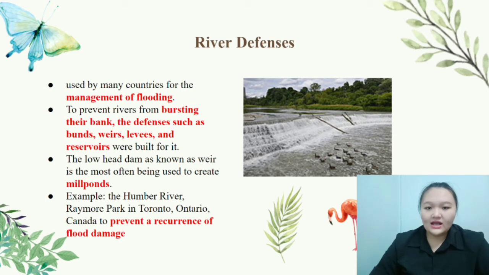The low-head dams, also known as weirs, are most often used to create mill ponds. An example of a weir is the one on the Humber River, located near Rainbow Park in Toronto, Ontario, Canada, used to prevent a recurrence of flood damage.